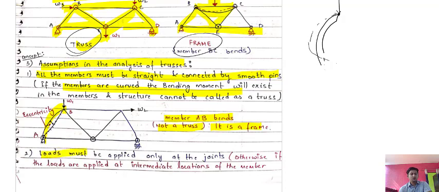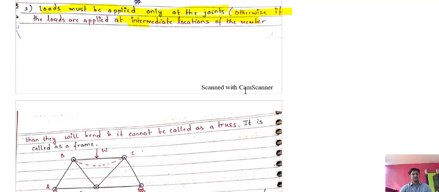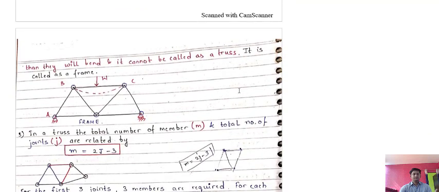The second point is that loads must be applied only at the joints. This is the point I have already discussed, that the loading must only be at the joints. Otherwise, if the loads are applied at an intermediate location of the member, that will try to bend the member, and it is not a truss, it is a frame. Then the members will bend and it cannot be called a truss, so it is called a frame.